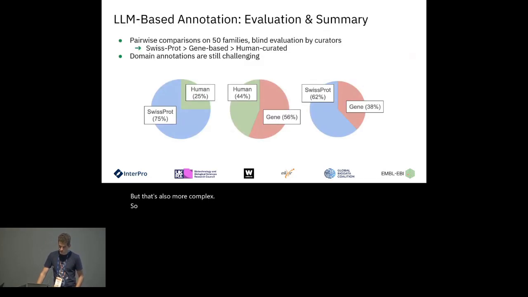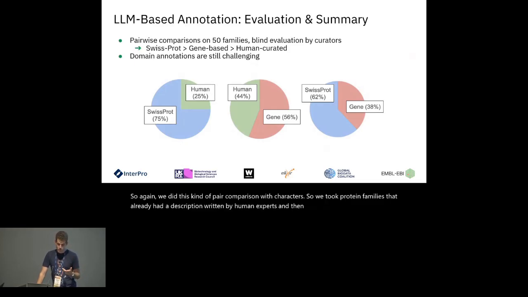So again, we did this kind of pair comparison with curators. We took protein families that already had a description written by a human expert, and then we regenerated the description using the Swiss-Prot approach that I mentioned before and the gene-based approach that I just mentioned. And again, not telling them what was the source of that description, we put them in front of them and said, choose the best. Interestingly, the favorite descriptions were usually the ones generated using the Swiss-Prot approach, so AI generated, followed by the gene-based approach, AI generated, and the least preferred ones were the ones generated by human experts.